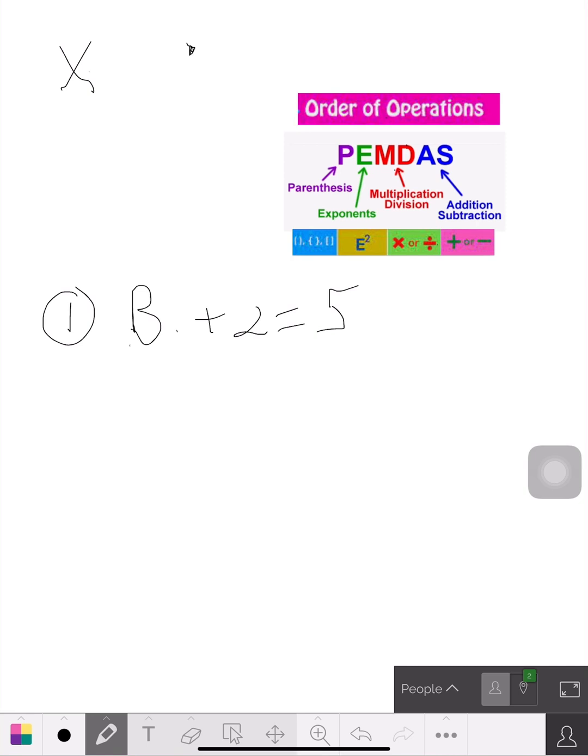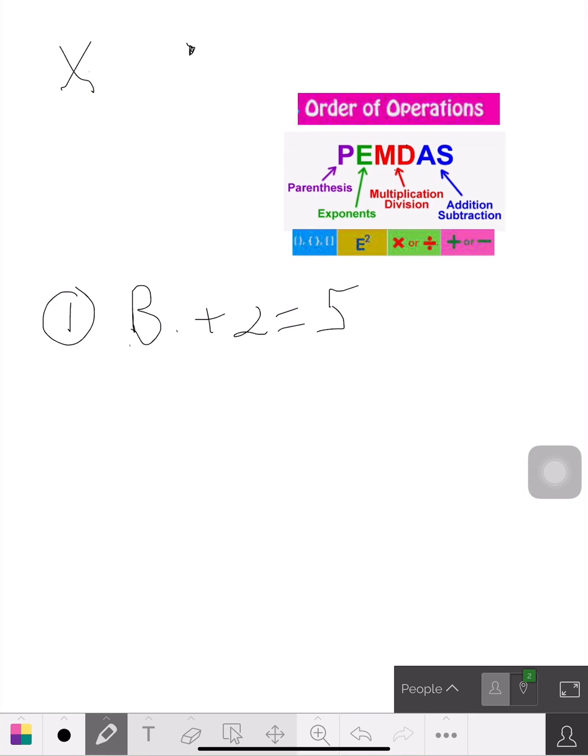It's PEMDAS. Well, when you're solving for an equation like this, you actually work PEMDAS backwards. So instead of starting with the letter P, you're starting with the addition, subtraction, multiplication. So you're going backwards. So we want to do the addition, subtraction. To get b by itself, that's our objective.